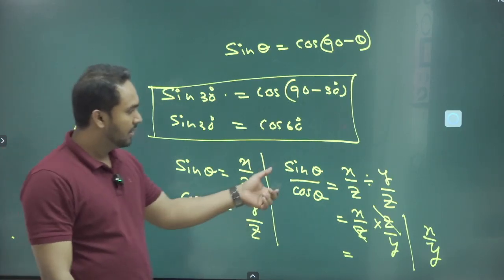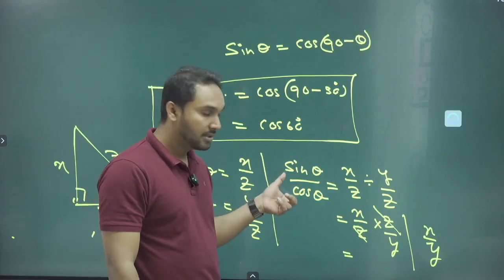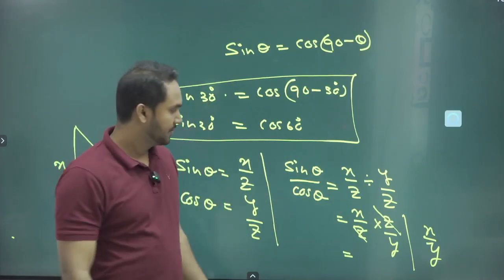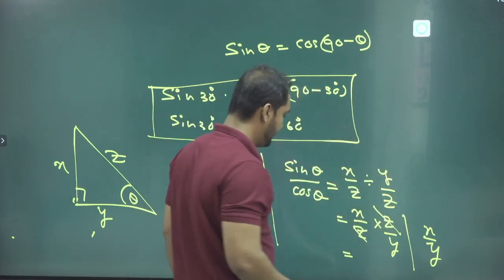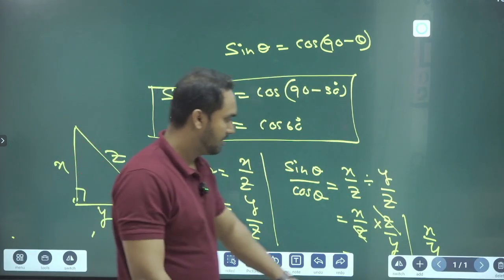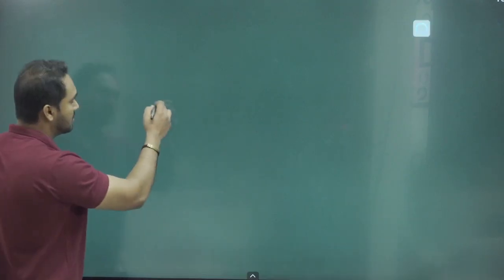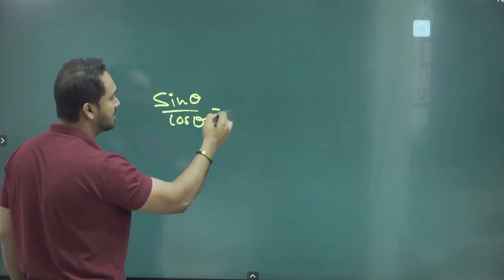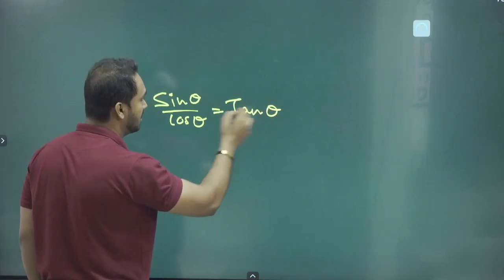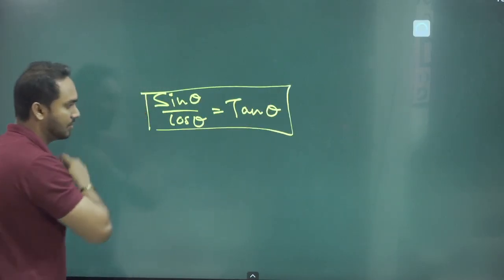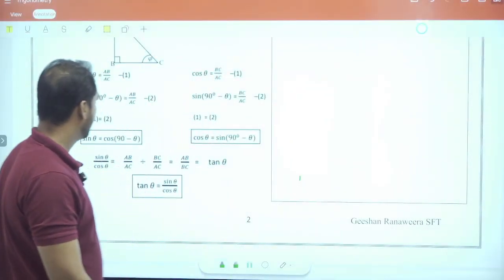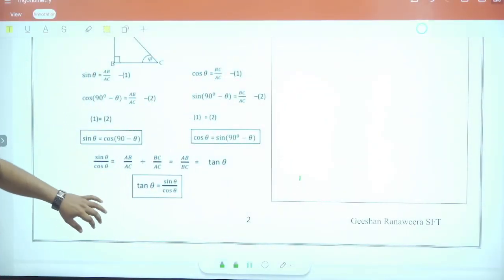So simply sin theta over cos theta should be equal to what? Tan theta, right? So it is also given there, right? That is also one of the equations you have to remember. So sin theta over cos theta is equal to tan theta. Highlight it. It's given there in the tute. Right. It's given there in the tute. Tan theta equals sin theta over cos theta.